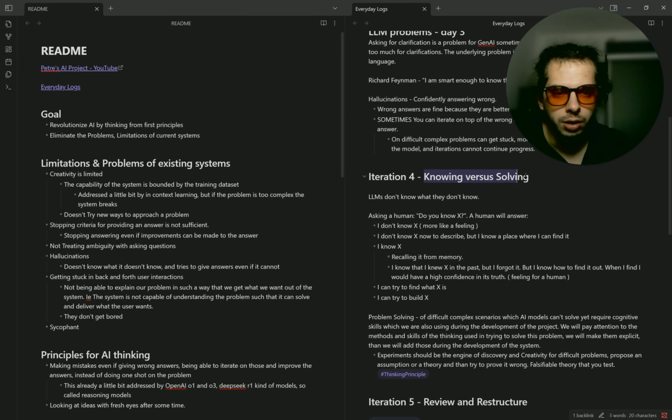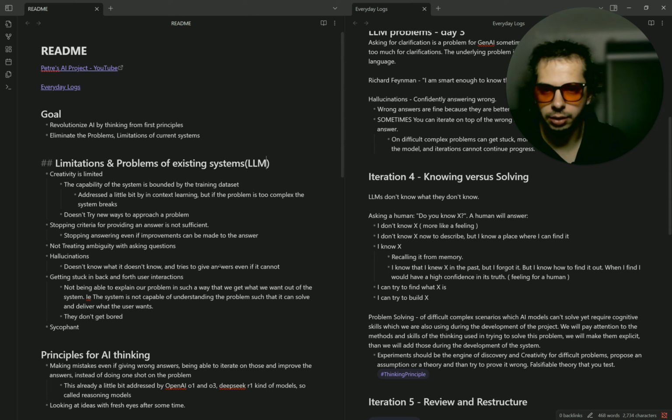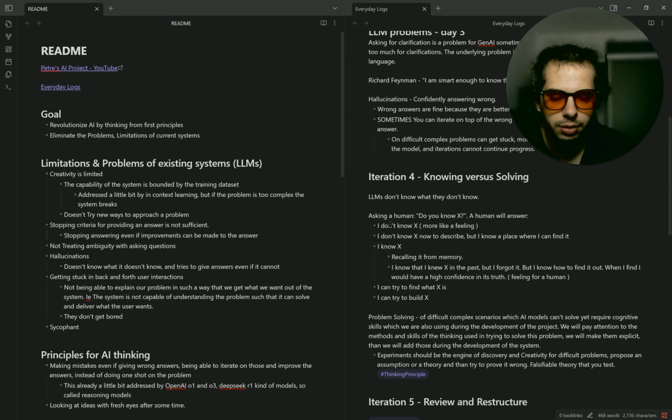LLMs, knowing versus solving. LLMs don't know what they don't know. Again, that's a limitation, and that's the hallucinations. We already have this. Here I want to make it clear that the best existing systems are LLMs and variations of LLMs, because I don't see anything else beyond LLMs here.